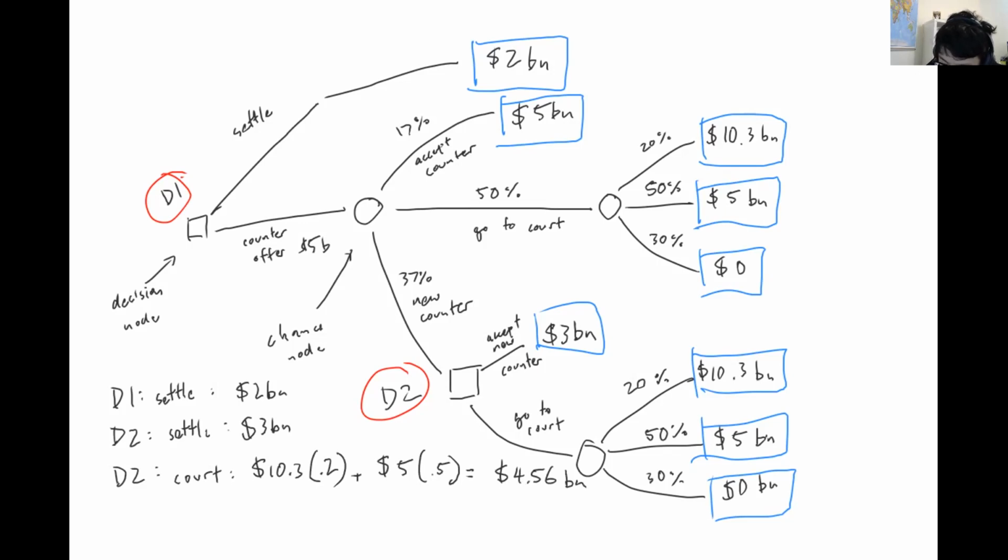Okay, so if I'm looking specifically at decision two, my expected value for each of these decisions is shown here. So you can see that getting $4.56 billion expected is higher than the settlement. So if I were to be already in decision two, I would definitely prefer to go to court. Okay, and so we'll say this is your optimal decision in decision two.